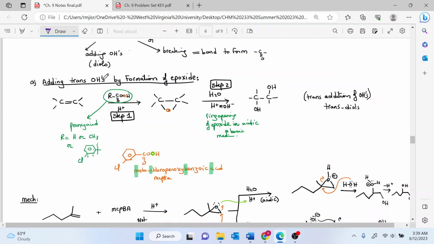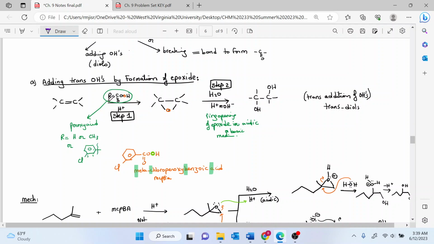So let's consider the trans method in there. To make a trans diol, this is a two-step reaction. The first step, you need to use a peroxide. And the peroxide is a system that has two oxygens that are connected to each other. The R can be any R. It can be a CH3, it can be a hydrogen, it can be a metachlorobenzene.